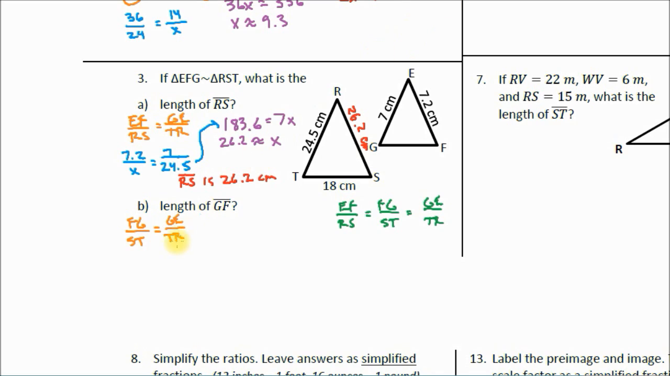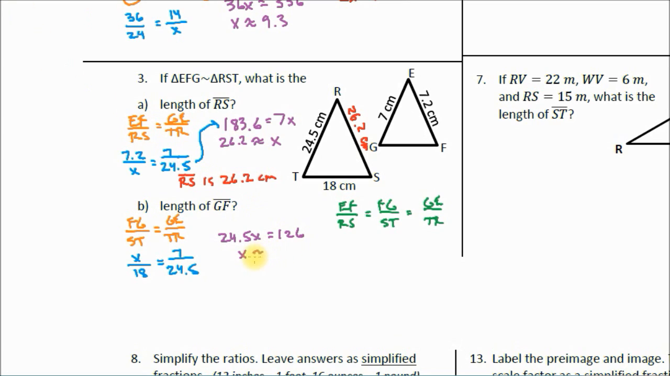Okay, let's plug in what we know and don't know. FG is our unknown. ST is 18. And we already know GE over TR. It's 7 over 24.5. Let's cross multiply. X times 24.5 is 24.5x. 18 times 7 is 126. Divide both sides by 24.5, and you end up with x is, whoops, it's not an exact number.